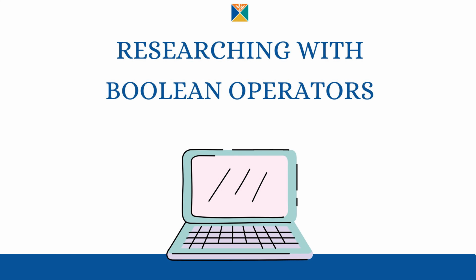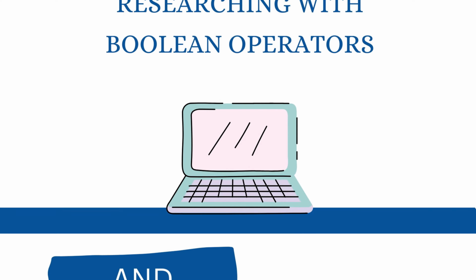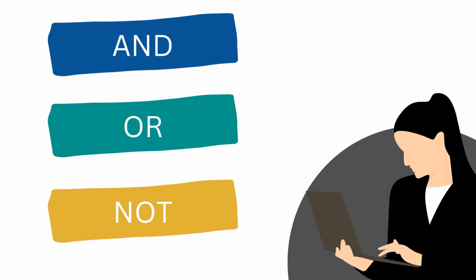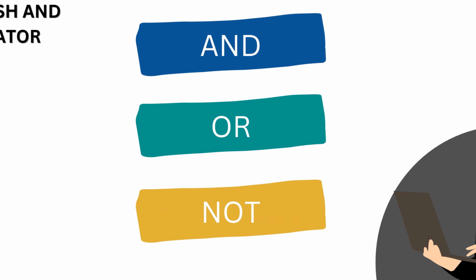Are you researching a topic or subject, but you're not finding the results you need? Incorporating Boolean operators can control your search results. In this video, I will educate you about Boolean operators and how they can improve your search results. Boolean operators function on search engines and databases. The three words are AND, OR, and NOT.